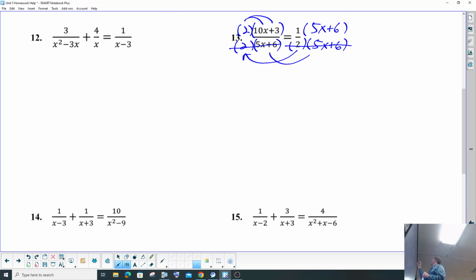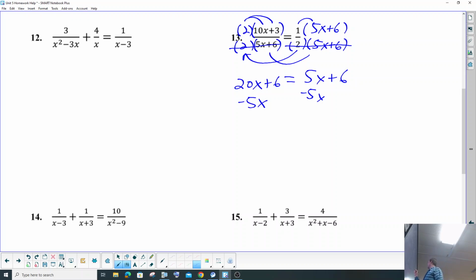Okay, so 2 times 10 is a 20x, and 2 times 3 is a 6. And then 1 times 5 is 5x plus 6. And so we're going to minus 5x to this side. Pause me. Remember, you're supposed to be trying on your own. Pause me, try it on your own right now. I'm waiting. Push play and then see how you did.